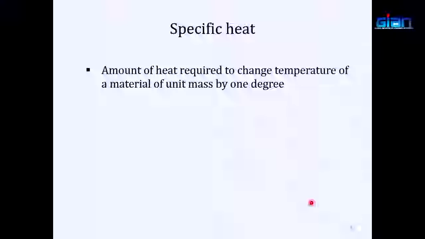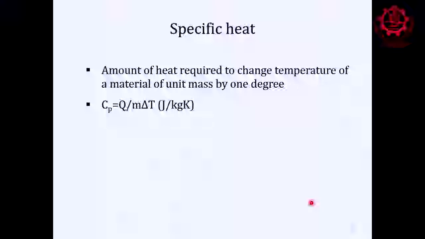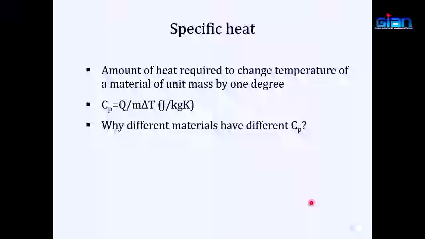So very quickly, specific heat. You all know it is the amount of heat required to change the temperature of a material of unit mass by 1 degree. This is the formula, the mathematical description. Why do different materials have different CP? Molecular lattice. So maybe because of Q, it also depends upon the thermal conductivity of the material. Why may different materials have different CP?